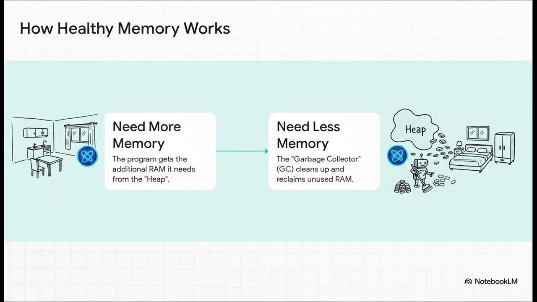Now, in a healthy system, an application's memory needs are always changing. If it needs more memory, say to move into a bigger room, it gets it from a big pool of memory called the heap. And when it needs less, this amazing little process called the garbage collector comes in and tidies everything up, freeing any memory that's no longer being used.